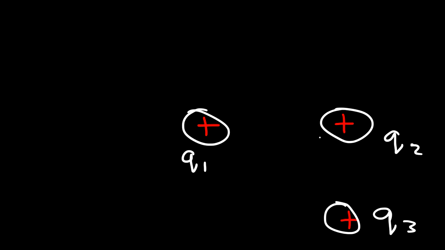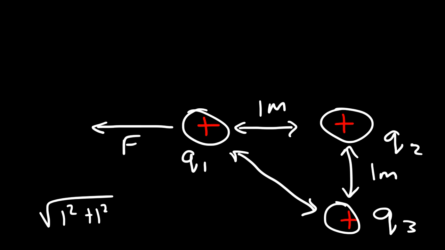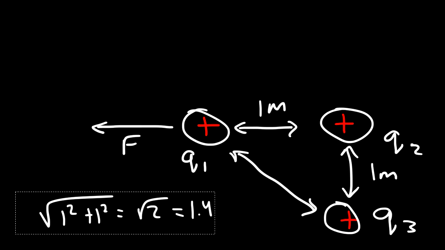Now, Q1 is repelled by Q2. So Q2 causes Q1 to move in this direction. Let's say the distance here is 1 meter, and the distance here is 1 meter. Now the distance between Q1 and Q3 will be greater than 1 meter based on the Pythagorean theorem. So if you use C squared equals A squared plus B squared, if you take the square root of 1 squared plus 1 squared, you're going to get the square root of 2, which is about 1.4.